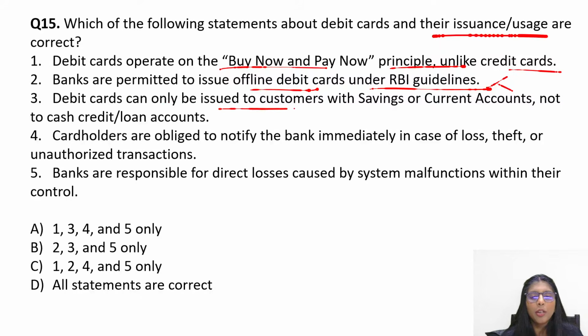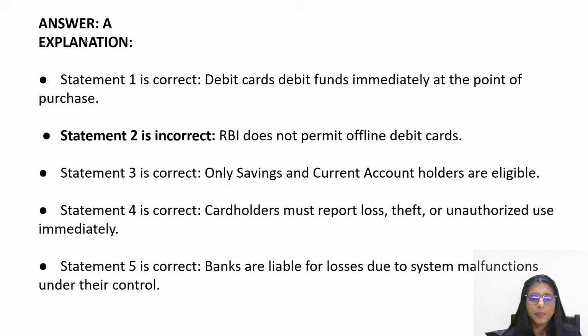Debit card can only be issued to customers with a savings or current account, not to cash credit and loan accounts. Yes, correct. Card holders are obliged to notify the bank immediately in case of loss, theft, or unauthorized transaction. Yes, correct. Banks are responsible for direct losses caused by malfunction within their control. It's correct. So which are the correct statements? 1, 3, 4, 5 are correct. That is, option A is the right answer.